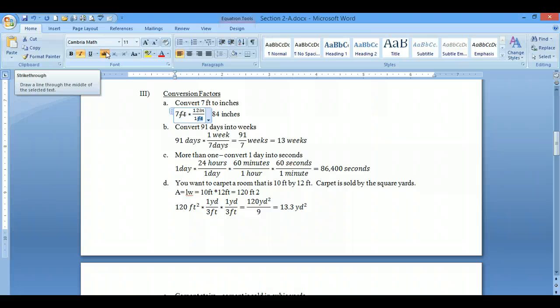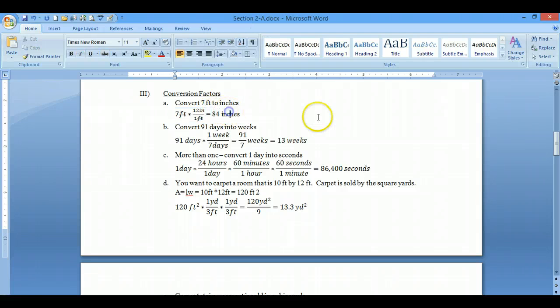And the conversion, 1 foot is equal to 12 inches. So here's my disguised 1. Now because this is gone, I have 7 times 12. The only unit left is inches because the feet cancel, and I'm left with 84 inches.